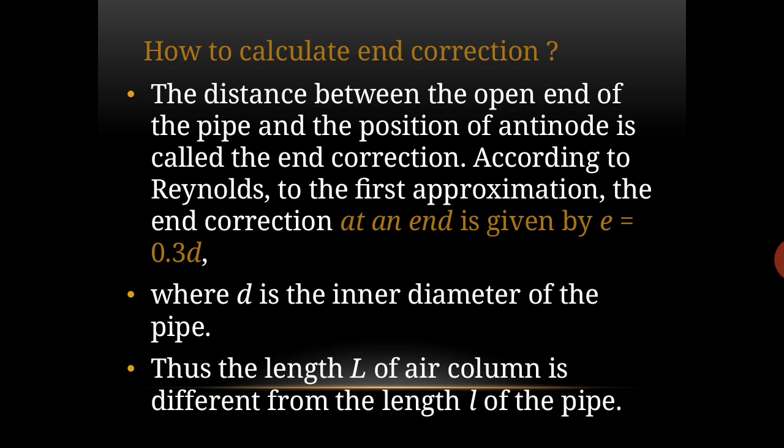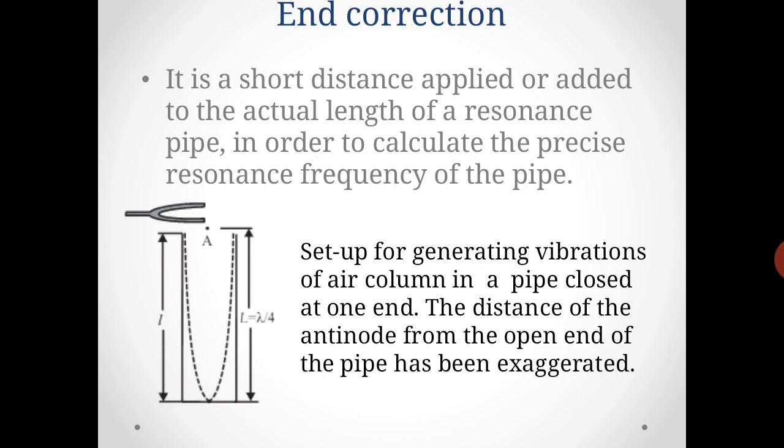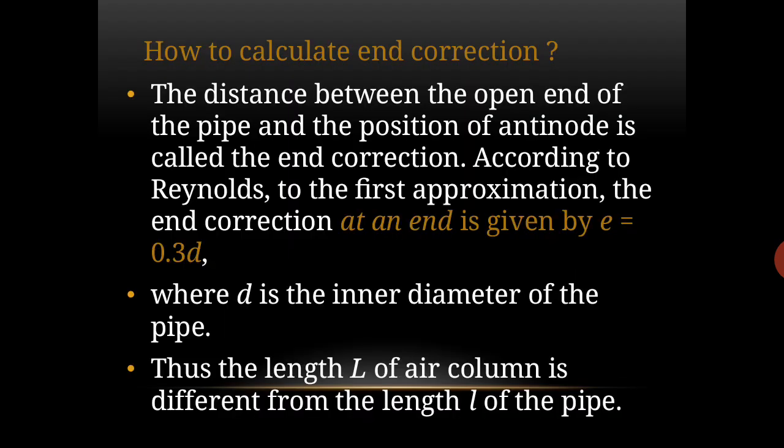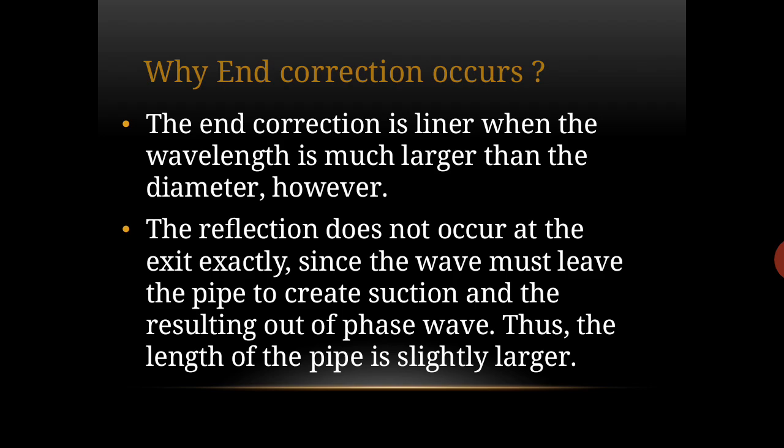Thus the length L of the air column is different from the length l of the pipe. As you can see in this diagram, capital L is somewhat bigger than the small l, because we need to add one end correction where the antinode is formed, and this end correction is given by 0.3 d. D is the inner diameter of the pipe. This experiment we need to do in a practical lab to find the resonance frequency.